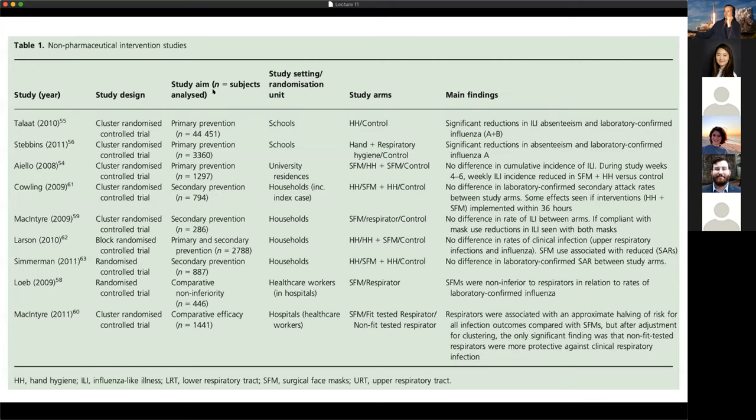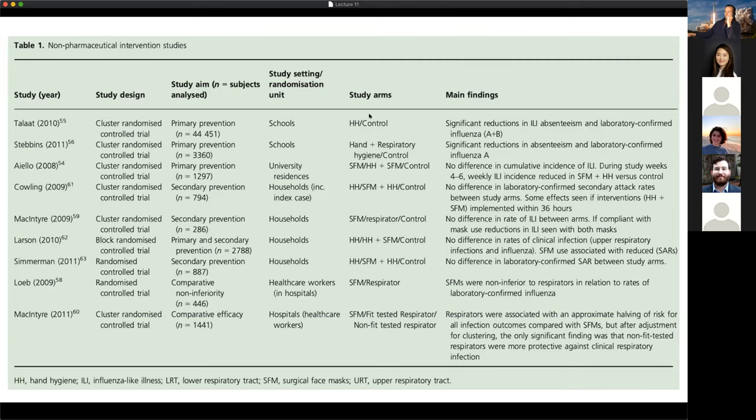And here's what they wanted to look for, right? Primary prevention, secondary prevention, and so on, comparative non-inferiority. This is how they were randomized. Cluster randomized means you don't randomize by individual, but you randomize by a group of individuals. So in this case, it was a study that looked at different schools, different university residences, households that included an index case. So it's basically reducing transmission within households where one is infected, households, healthcare workers and hospitals.